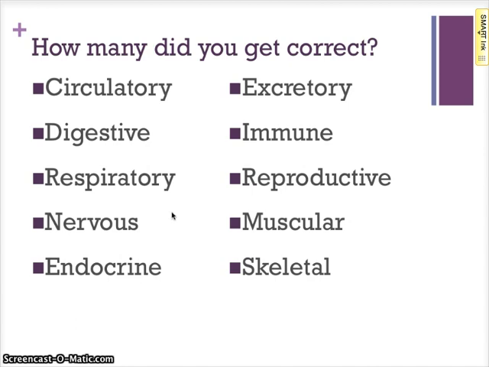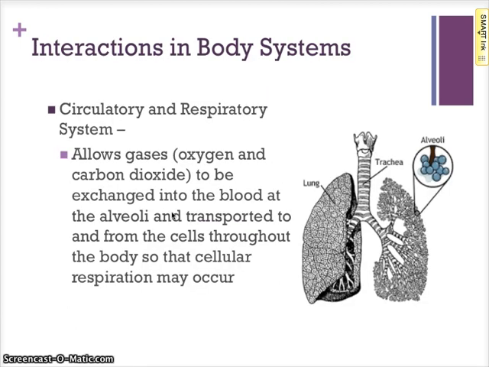In today's lesson, we're going to learn about the interactions between different body systems. So we're going to start with the circulatory and respiratory systems. Now, if we remember, the function of the circulatory system is to transport materials through the blood, and the respiratory system is to exchange gases. Obviously, gases need to get transported all over the body to all of the cells, even the ones in your fingers and toes.